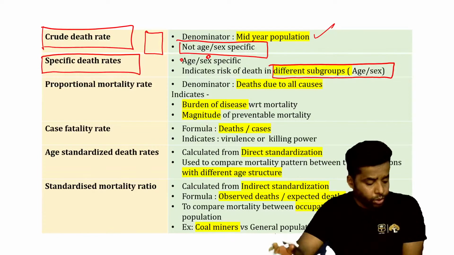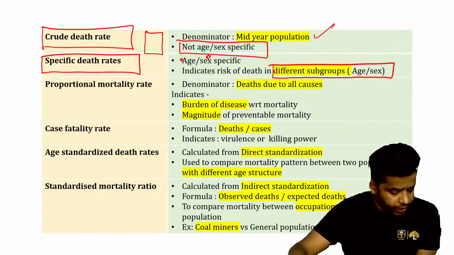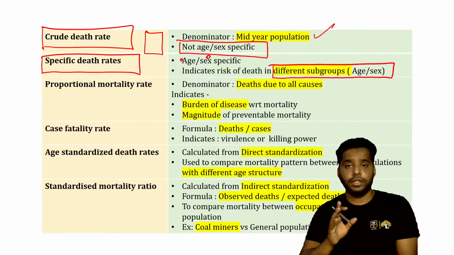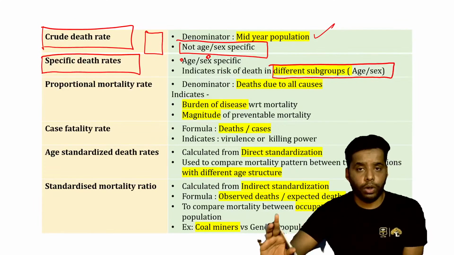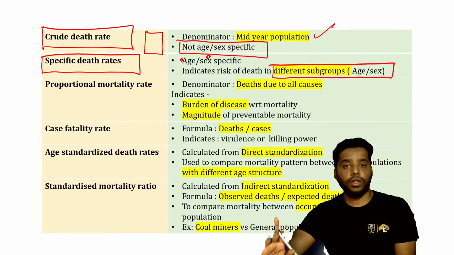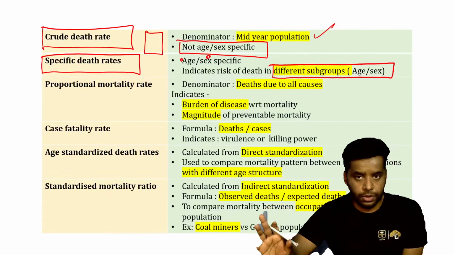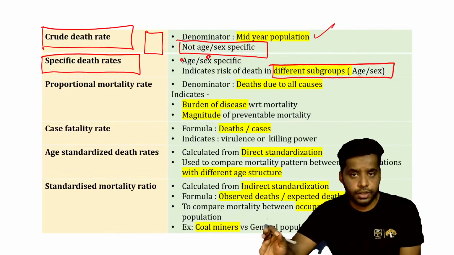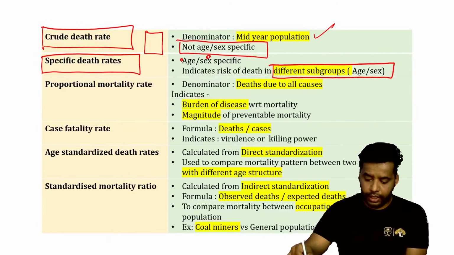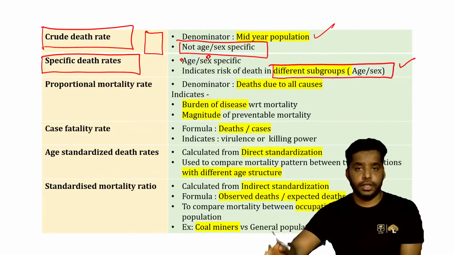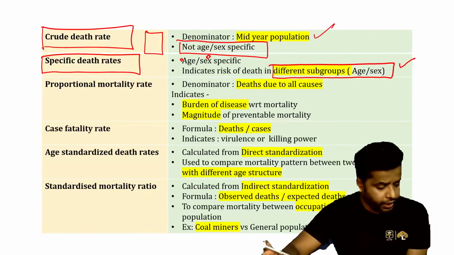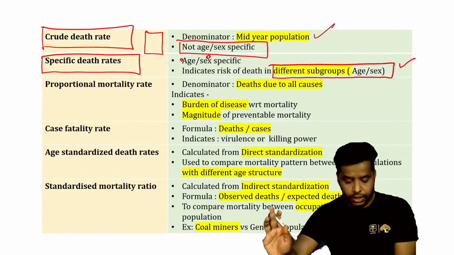So crude death rate and specific death rate, there is a slight difference. Crude is for the whole population, but specific death rate is for subgroups. So subgroups, either it is age wise or sex wise.